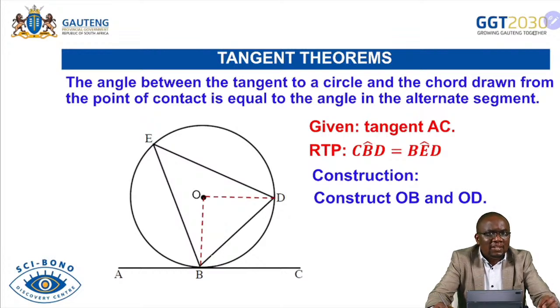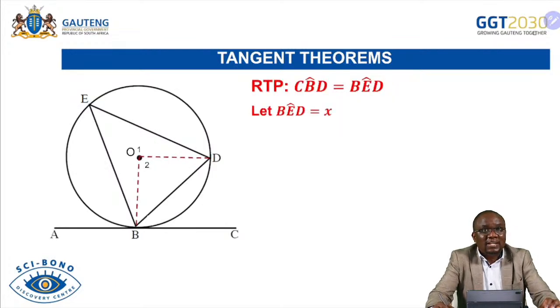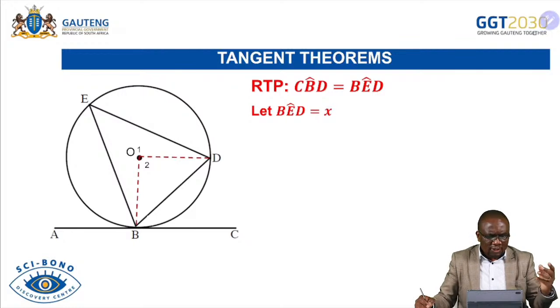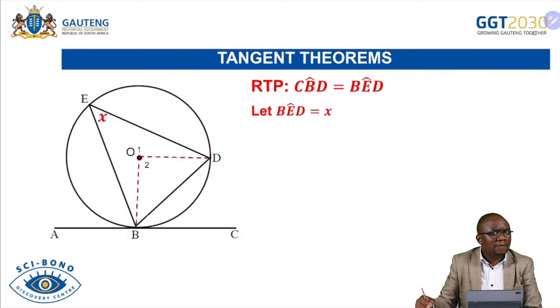We let angle E be equal to x. Let angle E be equal to x. You can use y if you want, but you remember in mathematics it's just like x. So let E be equal to x. What can you say about angle O2? Even those who have not done this method, you must try. What can you say about angle O2?